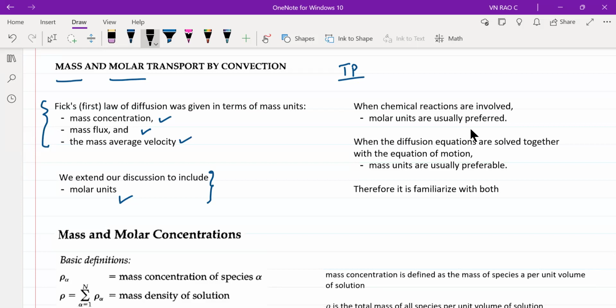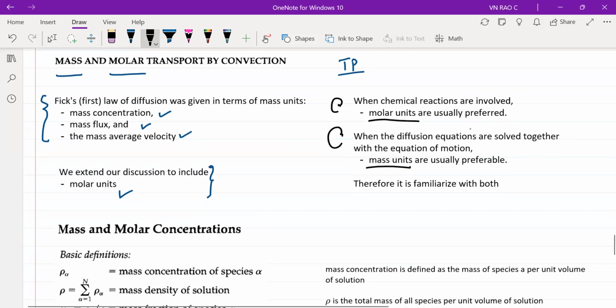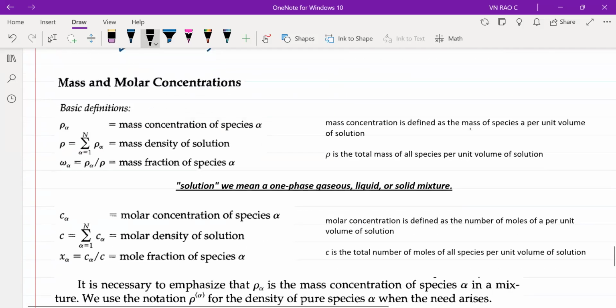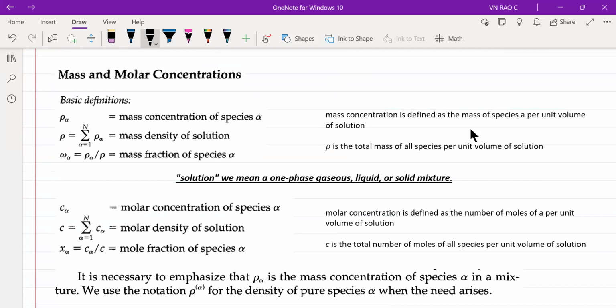When chemical reactions are involved, molar units are usually preferred. When the diffusion equations are solved together with the equation of motion, mass units are preferable. This is case one and this is case two. Therefore, we need to familiarize ourselves with both descriptions.